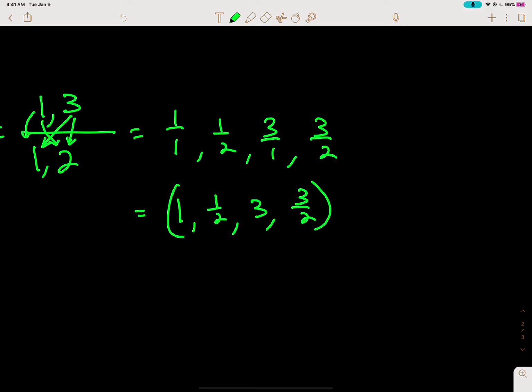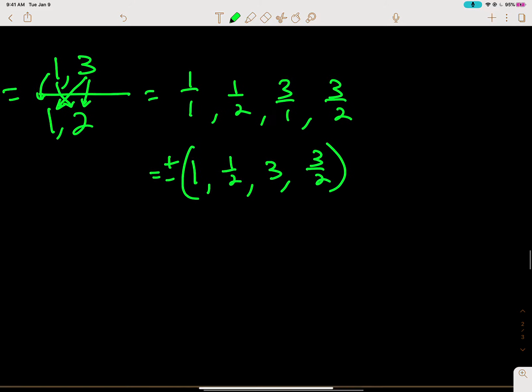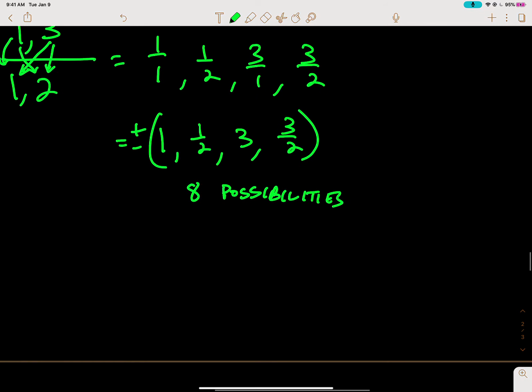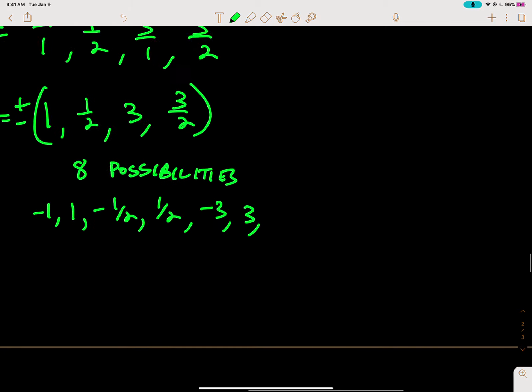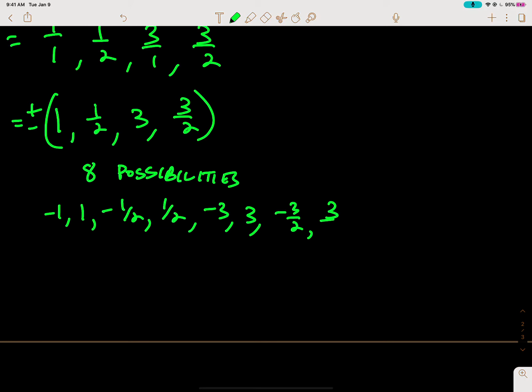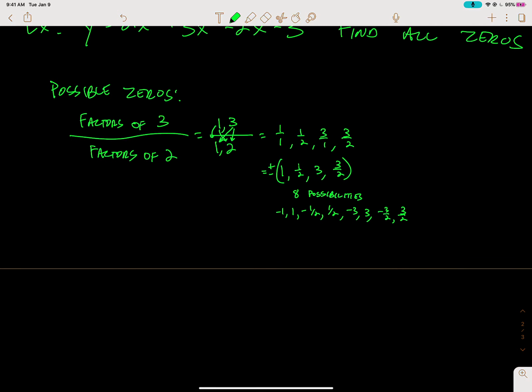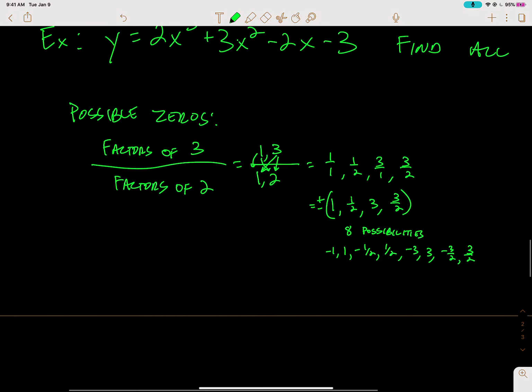And then I've got the positive and negative version of all of those. That's why I don't have to worry about paying attention to signs earlier. So that means that I have 8 possibilities for zeros. Some people like to write them out like -1 and 1, -1 half and 1 half, -3 and 3, -3 halves and 3 halves. We got to check all of those by plugging them in. So let's start with -1.